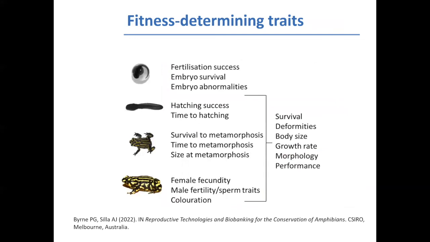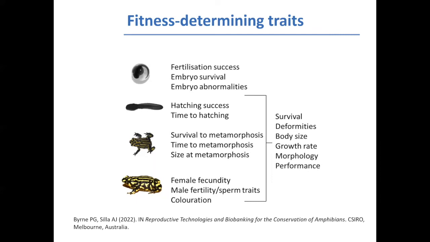So what fitness-determining traits should be measured? Well, multiple traits contribute to total fitness. Therefore, you should aim to measure a suite of traits that represent different components of fitness. The first trait to quantify is the proportion of eggs that are fertilized, known as fertilization success. Not scoring fertilization success is a mistake because you won't be able to accurately estimate your early embryo mortality.